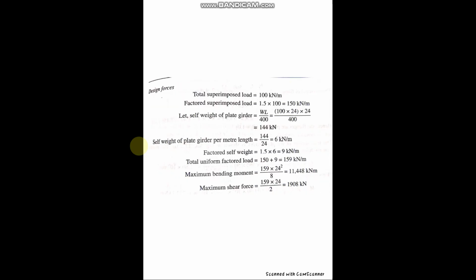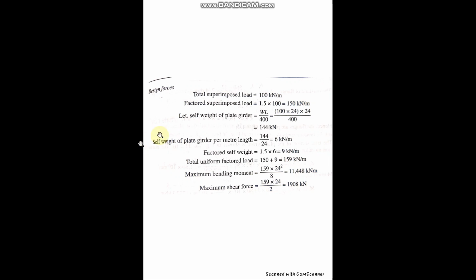The steel for the flanges and web plate is of grade Fe410. Design the cross section, the end bearing stiffener and the connections. So that's what the problem is all about. The first step, design constants: we need to write down, as per the given conditions, the grade of steel, Fu, Fy, the partial factors of safety, and the constants. So you simply write it down and then go to the next step, that is the design forces.